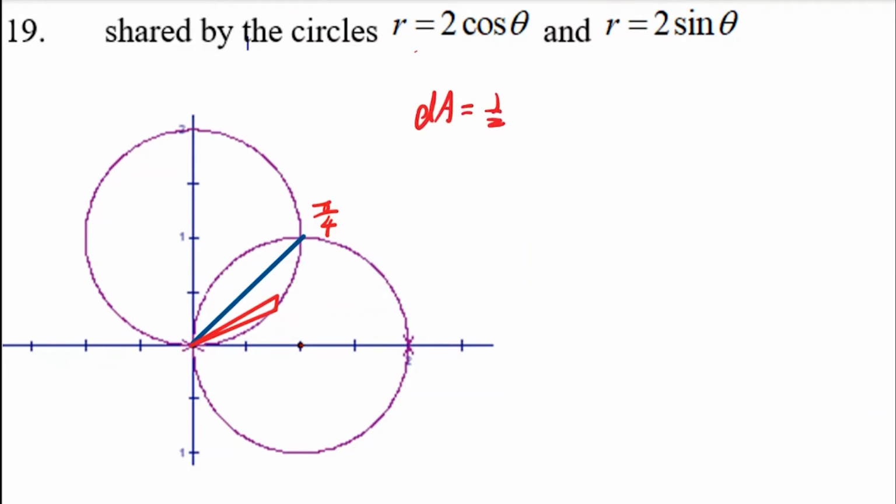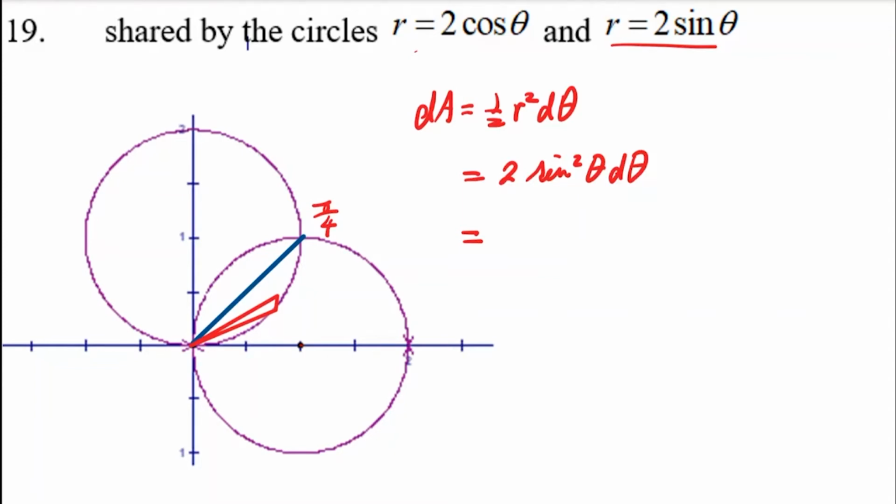is 1/2 r squared d theta, and that comes from the area of a sector formula. Okay, and we are using this function, right? Okay, so let's plug it in. So that will be that squared, so we'll have 2, right? And then sine squared theta d theta. So far with me? And then, do you know what to do with this? What is sine squared theta? Oh, here we go again. This thing never goes away.